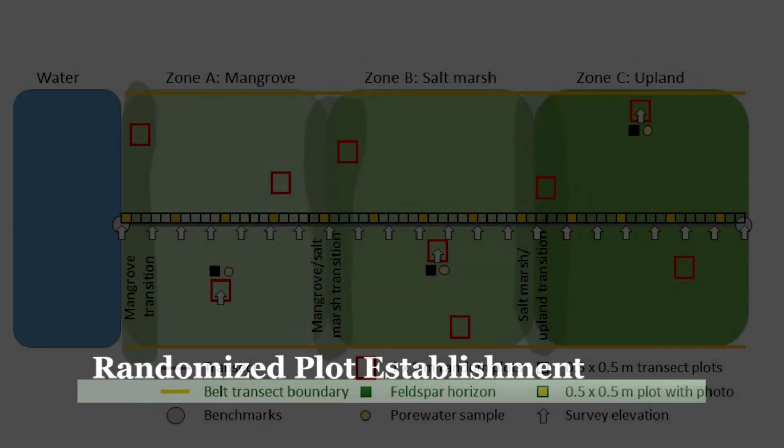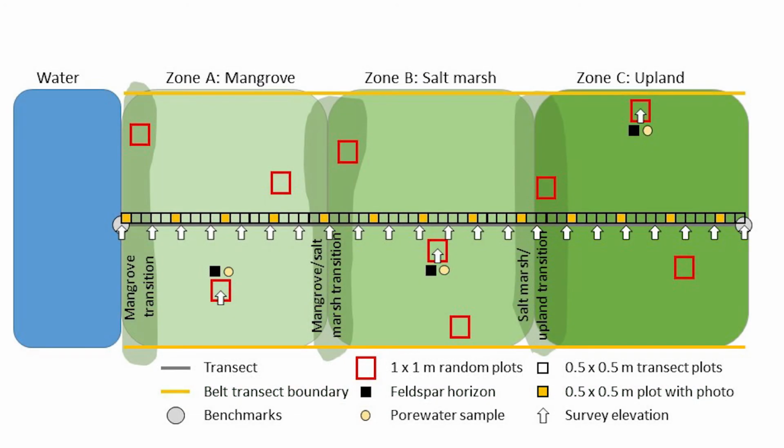Randomized plot establishment. A stratified random sampling design is used to capture information within each vegetation zone. Randomly select 3 plots per zone within 10 meters of the transect. Randomized plots can be selected in the field or using a GIS platform.